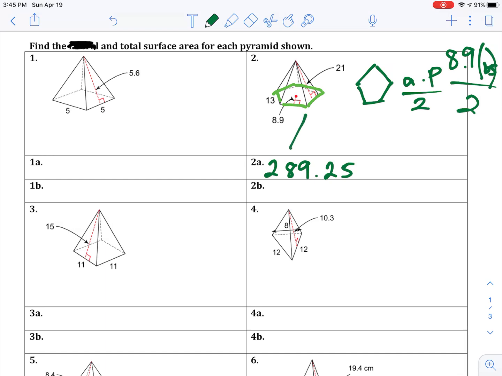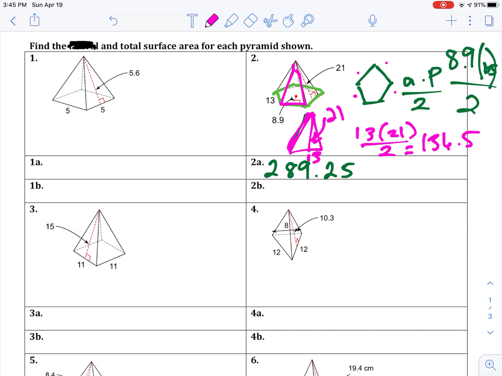Now let's do the triangle. Let's get a different color for that. The triangle is the side, right? It's one of these sides. The base of that triangle is 13. The height is 21. So if we do area of a triangle, base times height divided by 2, 13 times 21 divided by 2 is 136.5.